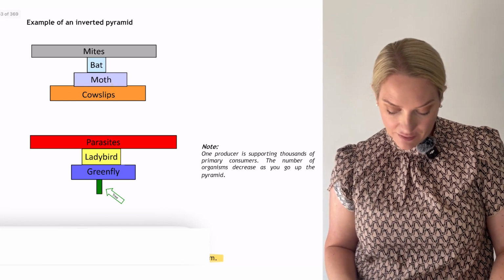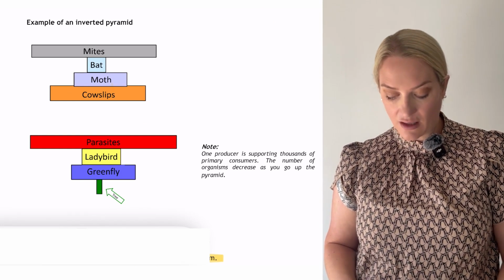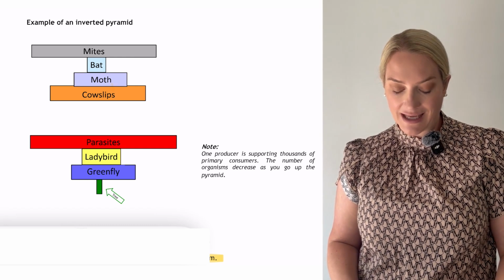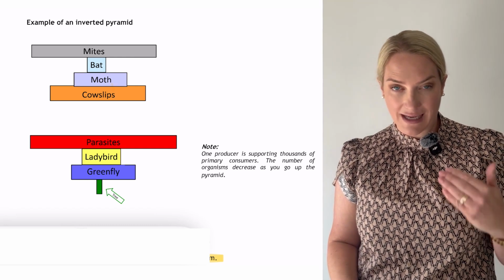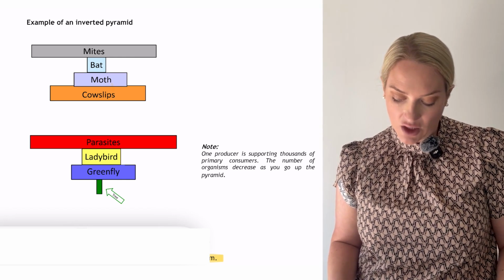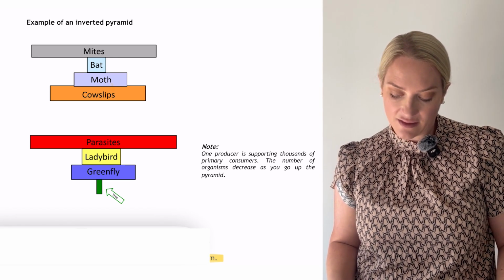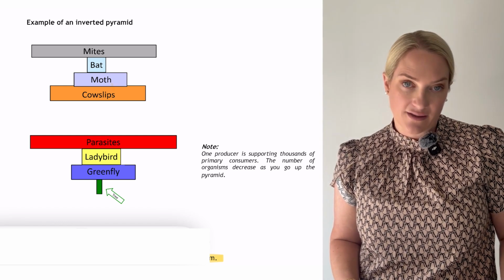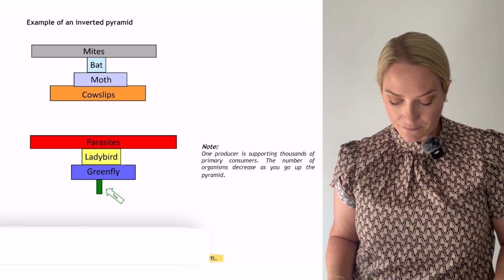So here's another example. We have a tree. On the tree we have green fly, feeding off the green fly are ladybirds, and then actually on the ladybirds are the parasites. So this is saying here, note that one producer is supporting thousands of primary consumers. So you have one tree, and that could be supporting thousands of green fly. We just don't know how many.